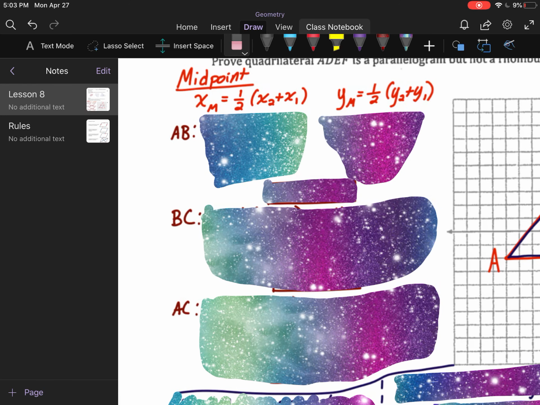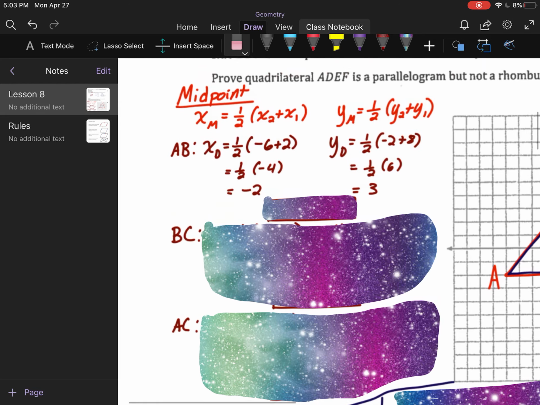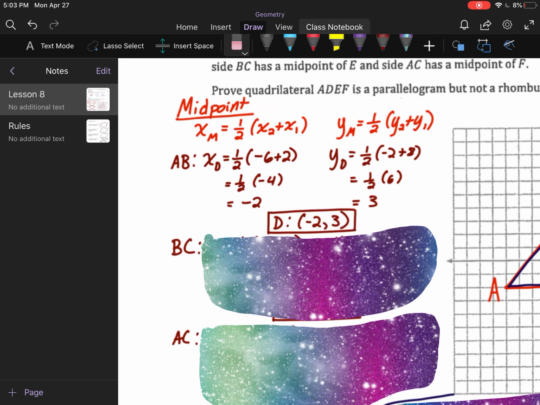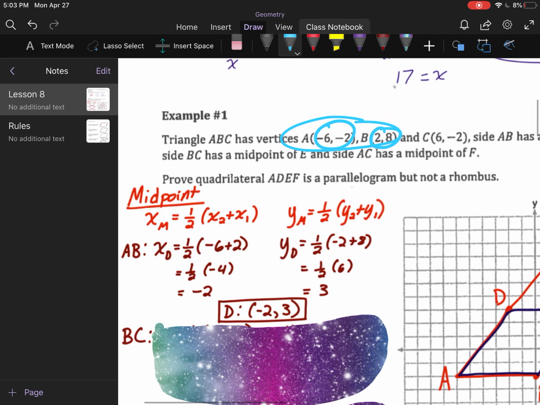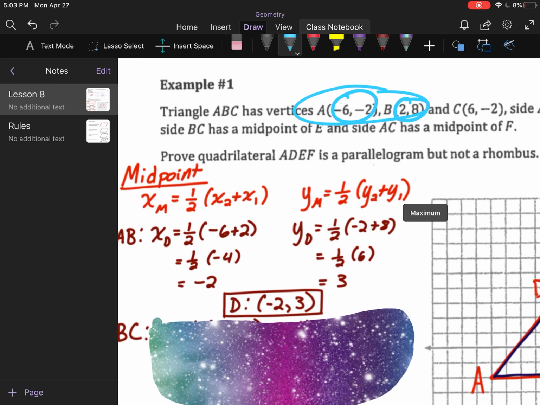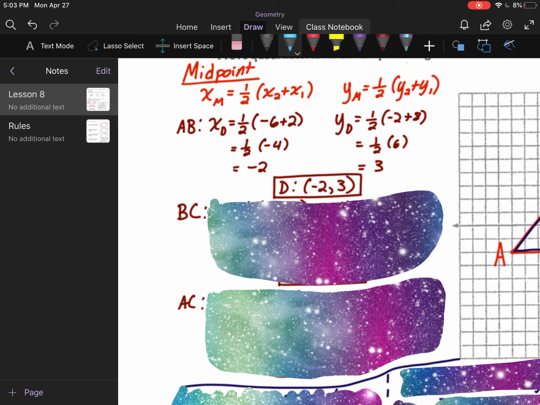So I'm going to show you what it looks like for our first side. So to find the x value for the midpoint, you plug in x1 and x2 for AB. And then you're going to do the same thing with the y value. So y1 and y2 get plugged in. And that means your point is going to be -2, 3. Okay, that comes from AB. So AB is right here. You have x1 and y1 and x2 and y2. So you're going to do the same thing for BC and for AC.